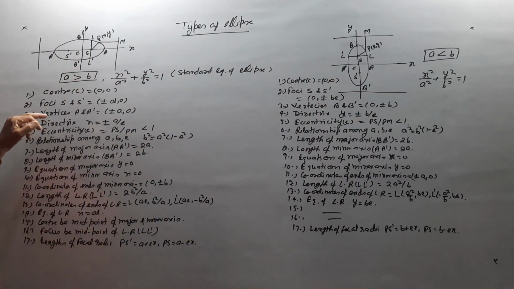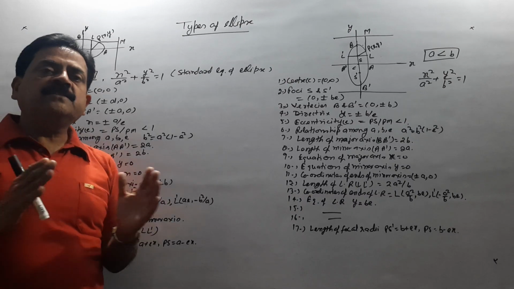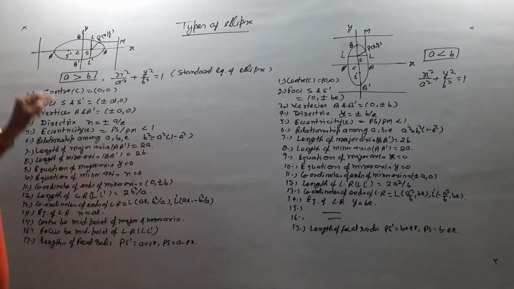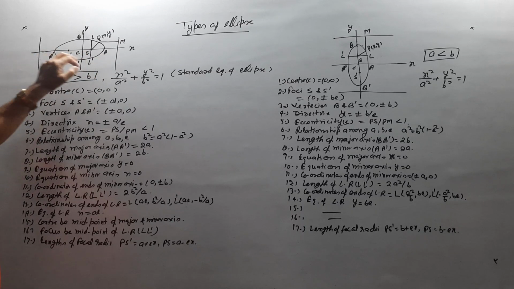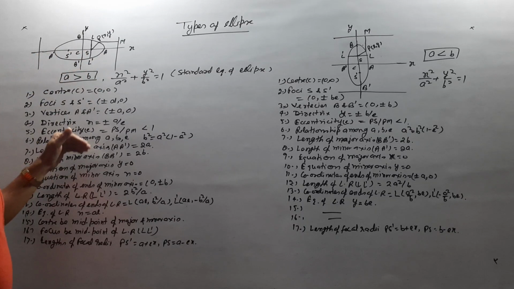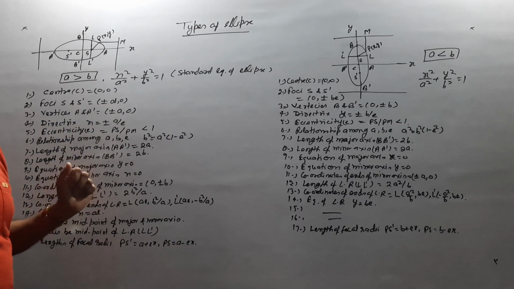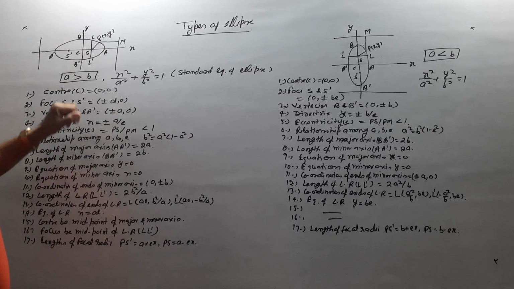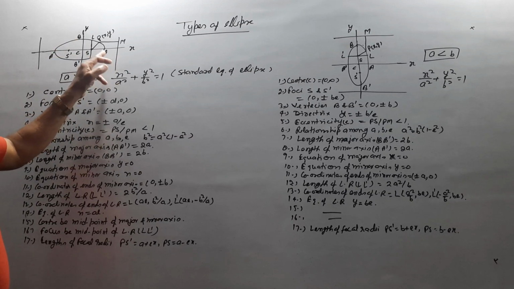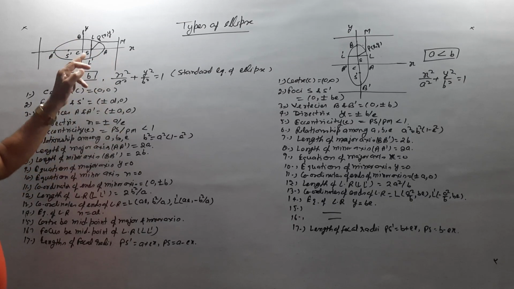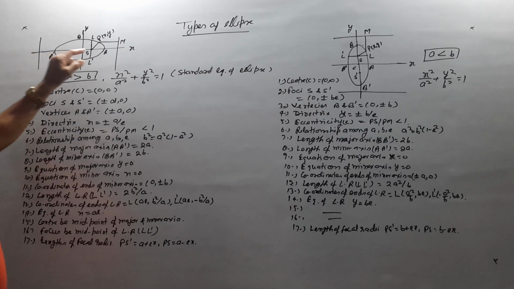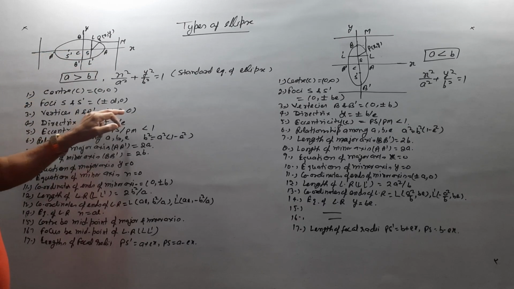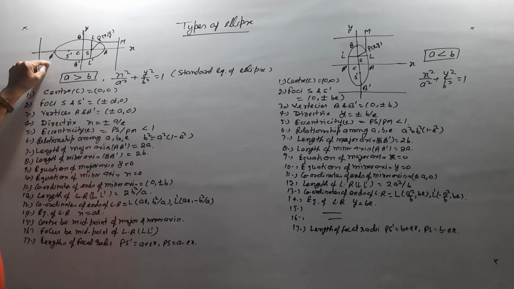In the third point, vertices A and A dash. Vertices means the ends of the major axis. The major axis is here A dash, so the ends are A and A dash. Their coordinates are plus minus A, 0, because both are lying on the x-axis, so the y coordinate is 0. To the right of the center is A, coordinates A, 0, and to the left of the center is A dash, with coordinates minus A, 0.